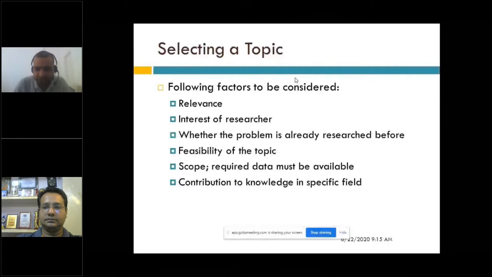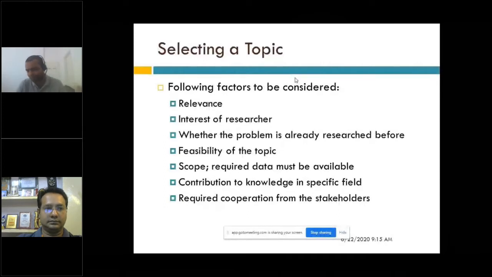Next, the required cooperation from the stakeholders. See, many times when we conduct research, there are some subjects, some stakeholders. So whether we are going to get support from all stakeholders, or there may be some possibility that some of the stakeholders may create hurdles. In that case, you will be stuck in the middle and you will not be able to complete your research. So you have to understand in the beginning that all stakeholders, be it society, be it your funding agency or your research guide in case you're doing it for a degree, support is there.